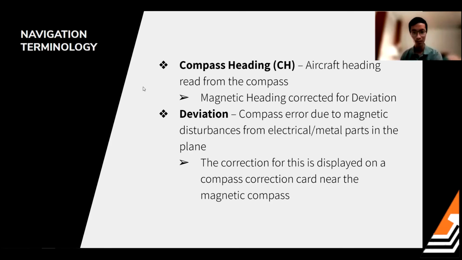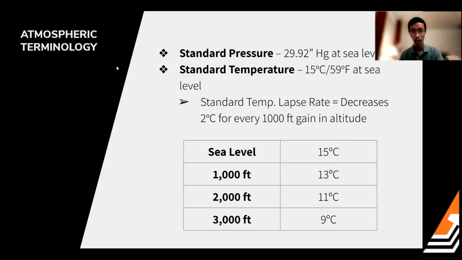Just a couple other things that we're also going to use in the Nav Log, some atmospheric terms here. So standard atmosphere, right? Standard pressure at sea level is going to be 29.92 inches of mercury there. So that's a pretty important number to know. And then your standard temperature at sea level is going to be 15 degrees Celsius. Pretty important to know those two.